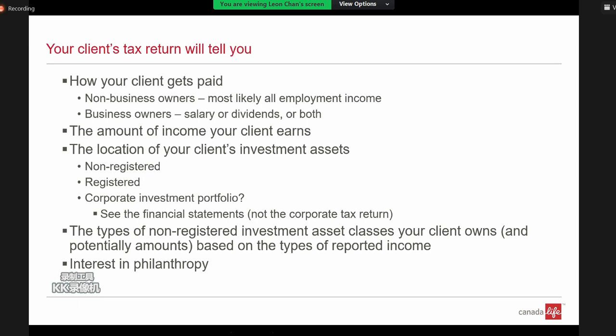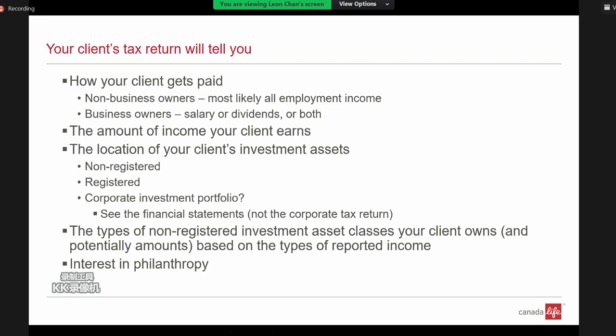First of all, it tells us how your clients get paid. For non-business owners, you're most likely looking at all employment income. Business owners could have a variation of salary or dividends, or both. In a lot of cases with high net worth individuals who operate as professionals, such as doctors and dentists, they, along with their accountants, usually do salary and dividend planning, just to understand, from the tax attributes that the professional corporation has, how much should I be paying out in salary to myself and how much should I pay out in dividends?